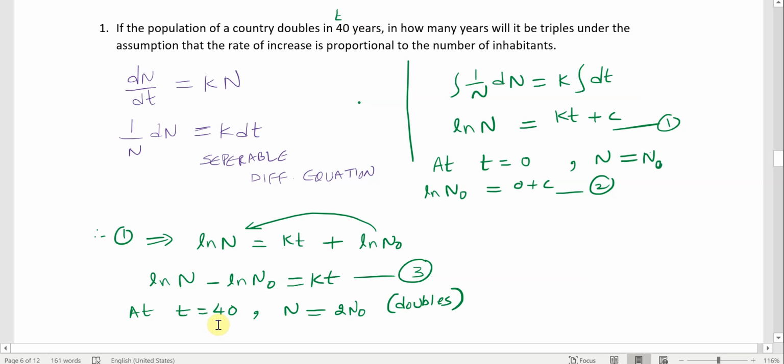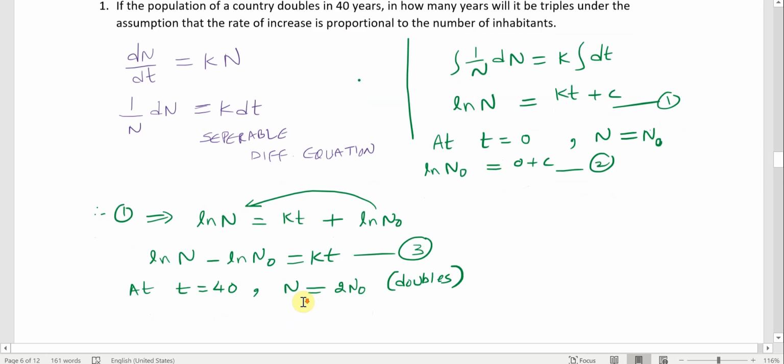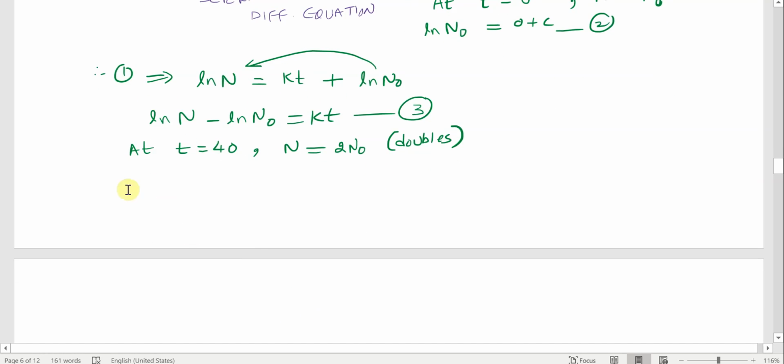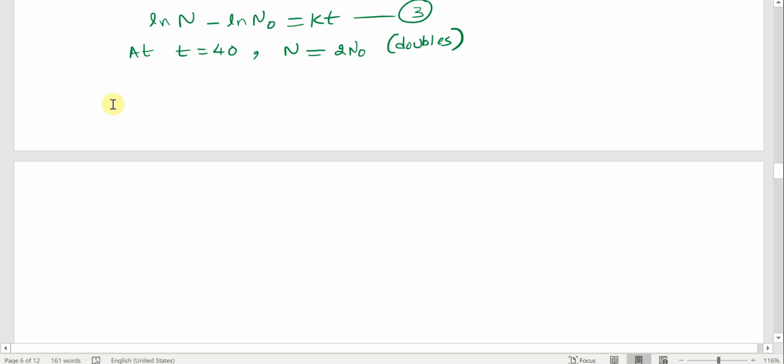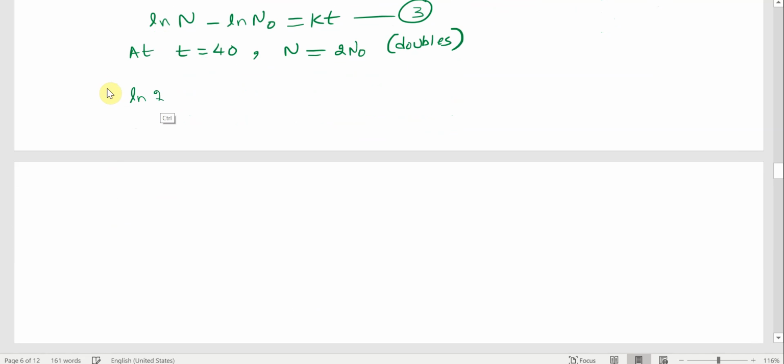Let us write t equal to 40 and n equal to 2n naught in this equation 3. Here n, here 2n naught, and time will be 40. So equation 3 will change as ln 2n naught minus ln n naught equals 40k, or k into 40. This is equation number 4.